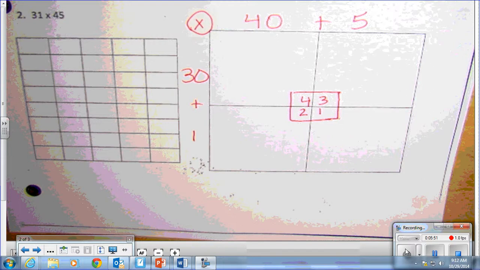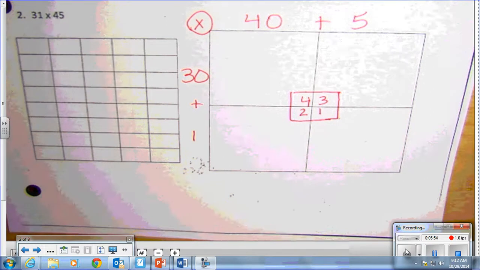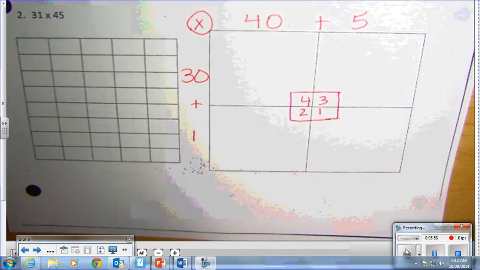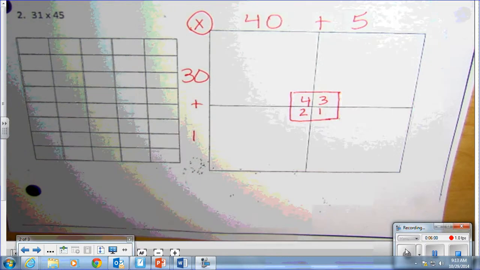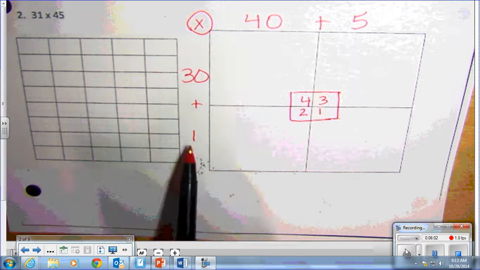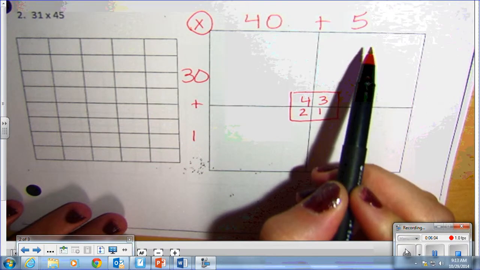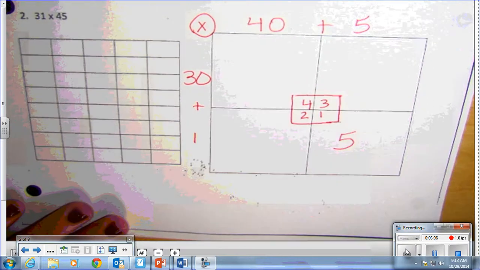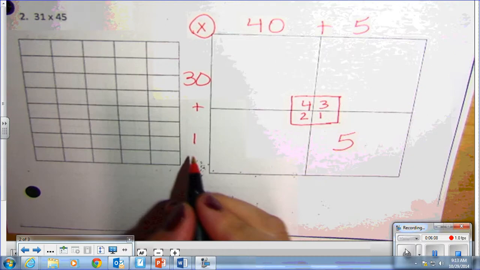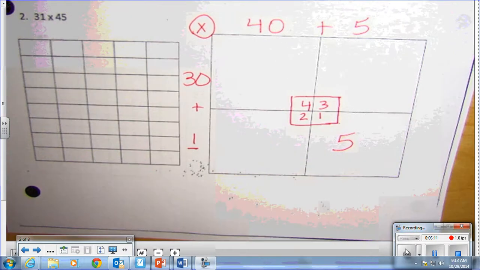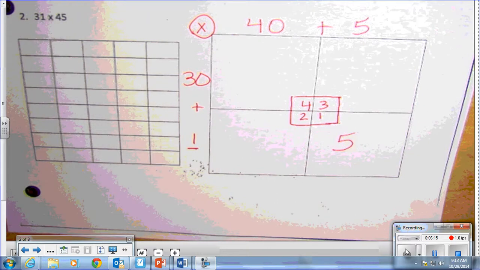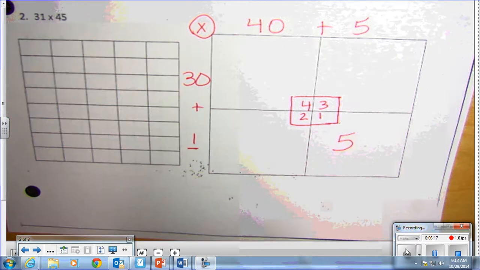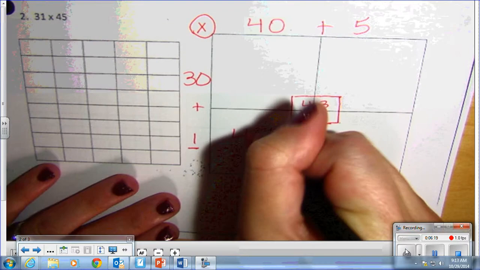So who's going to help me with box 1? What would I put in box 1? 5. 5, very good. I'm going to take that 1 and I'm going to multiply it by 5, which gives me 5. Now, what else am I going to multiply that 1 by? What am I going to put in box 2? Because remember, I'm working with this 1 first because it's in the ones place. 40. 40, very good, because 1 times 40 is 40.